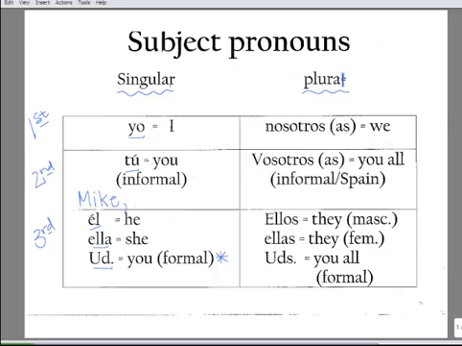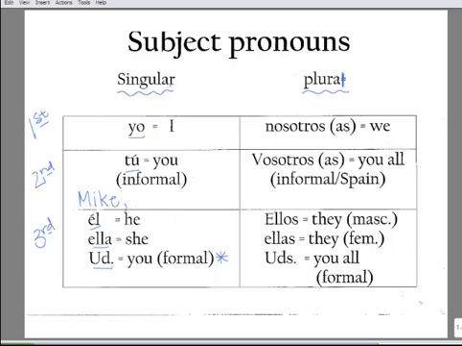How are you, for example, Mr. Wade or Mrs. Bovey or something like that. We use usted when we want to say you formally. And we use tú when we want to say you informally. Okay? So those are all the singular subject pronouns. I, you, he, she, or you formal. Yo, tú, él, ella, usted.